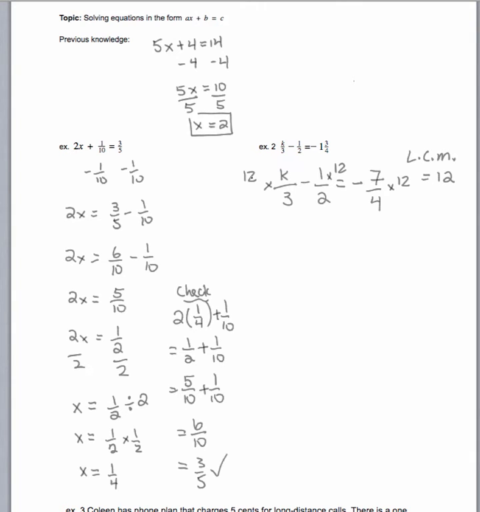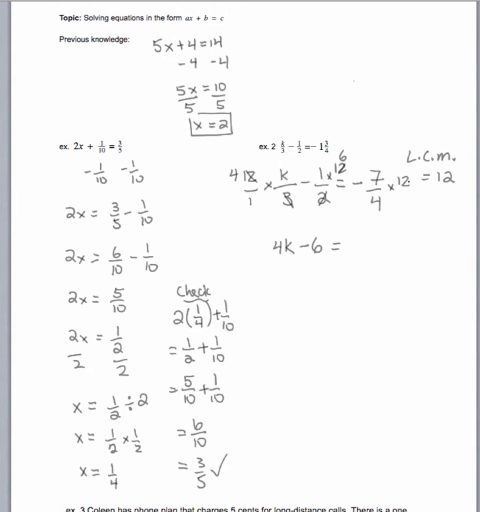When I multiply 12 times this k over 3, this is going to help me simplify. And the important part you'll notice is that the denominator is gone. I'm left with 4k, but the denominator is gone. Same thing over here. The common multiple of 12 will help me cancel out this 2 with this 12, leaving me with a 6. The denominator, again, is gone.